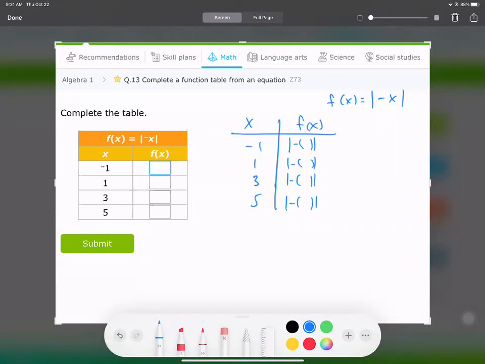Anyone ever play Pokemon Go? When a Pokemon flees, you have a cloud of smoke. The cloud of smoke was a -1, a 1, a 3, and a 5.